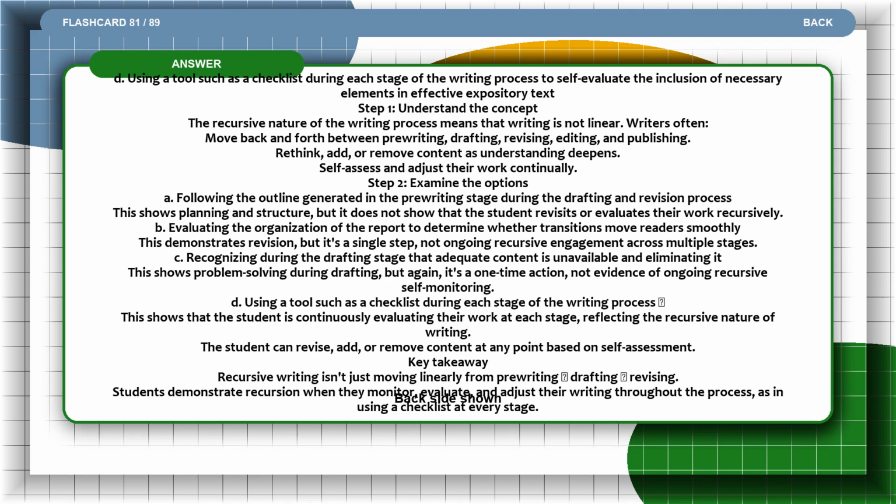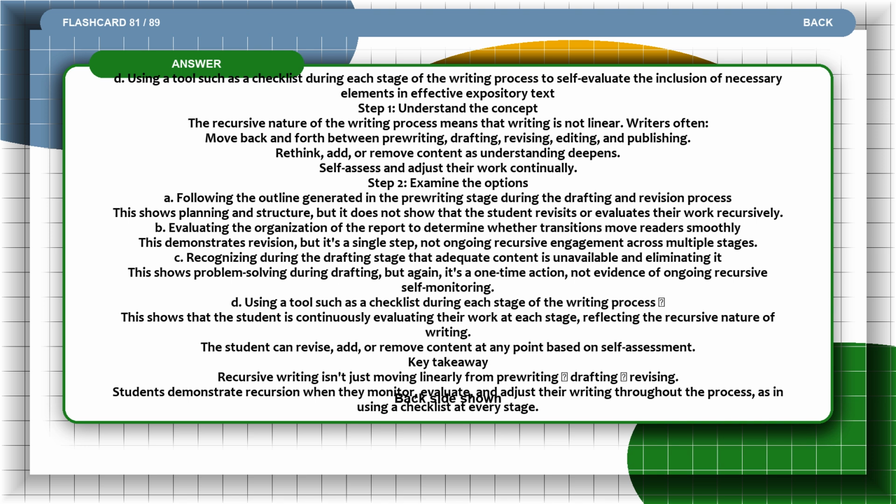The answer is D. Using a tool such as a checklist during each stage of the writing process to self-evaluate the inclusion of necessary elements in effective expository text. Step 1. Understand the concepts. The recursive nature of the writing process means that writing is not linear. Writers often move back and forth between prewriting, drafting, revising, editing, and publishing. They think, add, or remove content as understanding deepens. Self-assess and adjust their work continually.